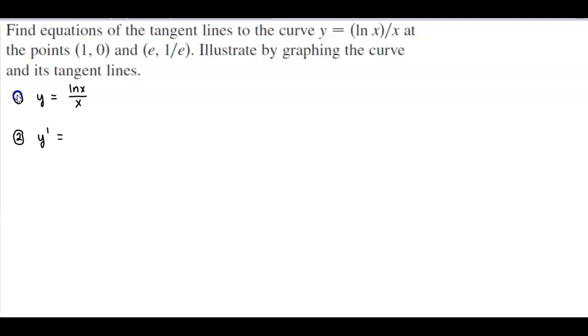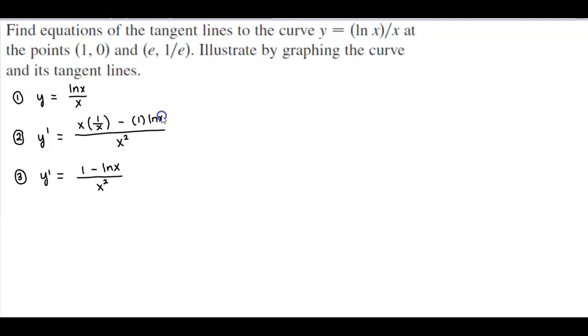The quotient rule tells us that to find the derivative, it's going to be the following. We have low, which is x, times the derivative of the numerator, natural log of x, which is 1 over x. And then minus the derivative of the denominator, which is 1, times the natural log of x, over the denominator squared, which is x squared. If we simplify this a little further, we get y prime equals x times 1 over x, which is 1, minus 1 times the natural log of x, over x squared.